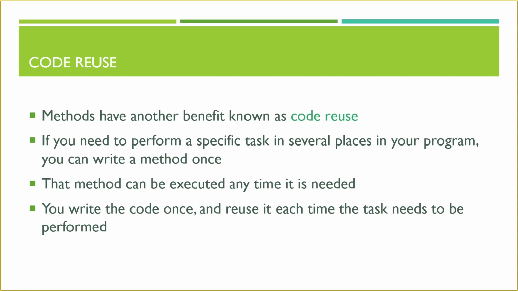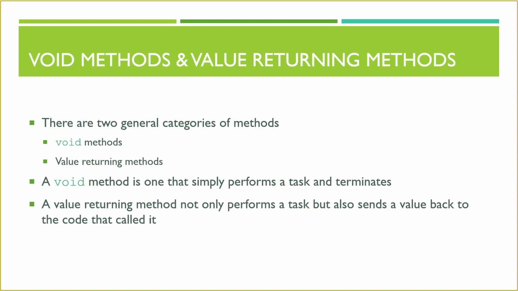Methods have another benefit. We call that code reuse. If we need to perform a specific task in several different places in our program, we could write the method one time and then call that method as many times as we need to. So like I said, we write the code once and reuse that code each time the task needs to be performed.